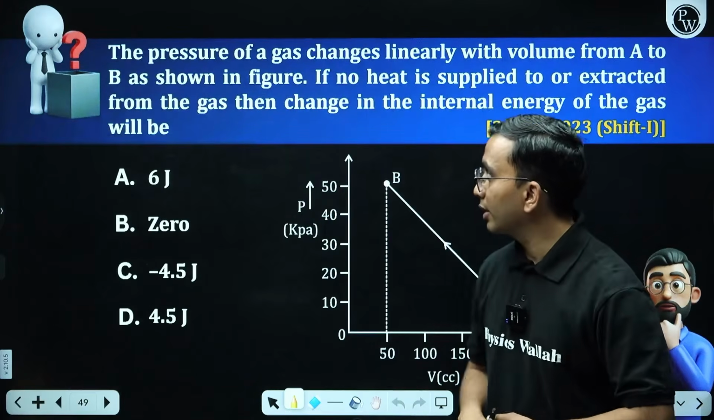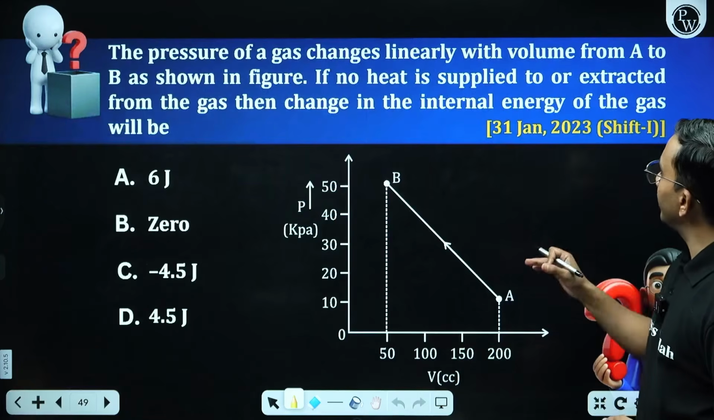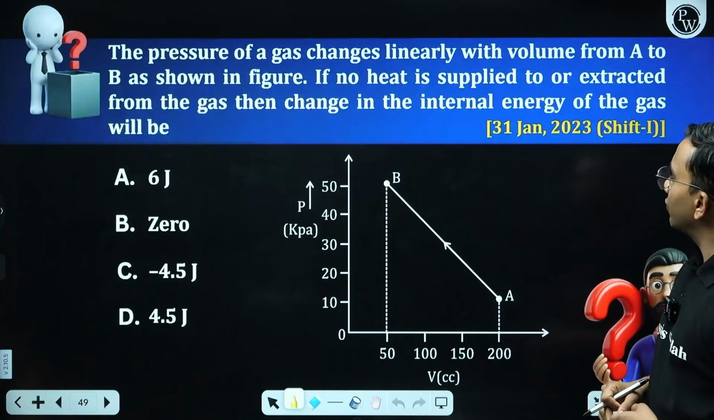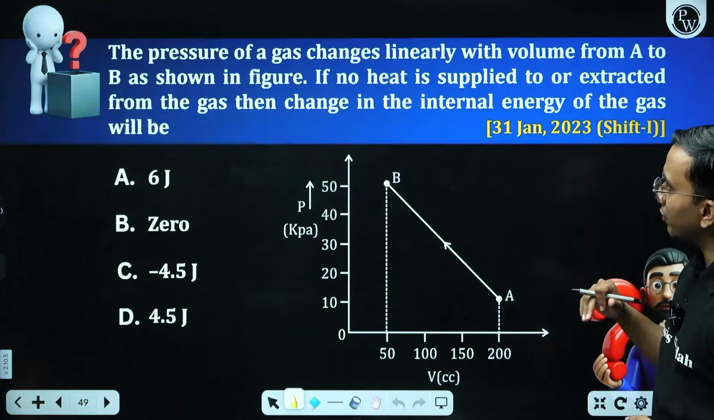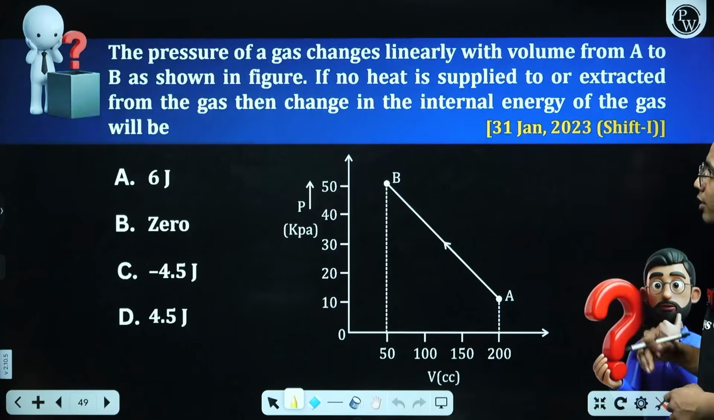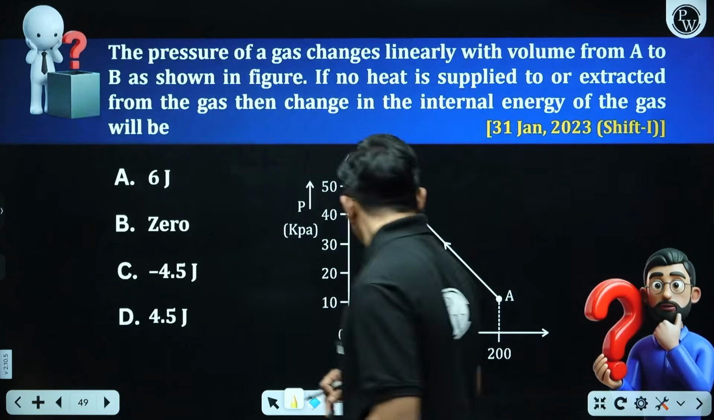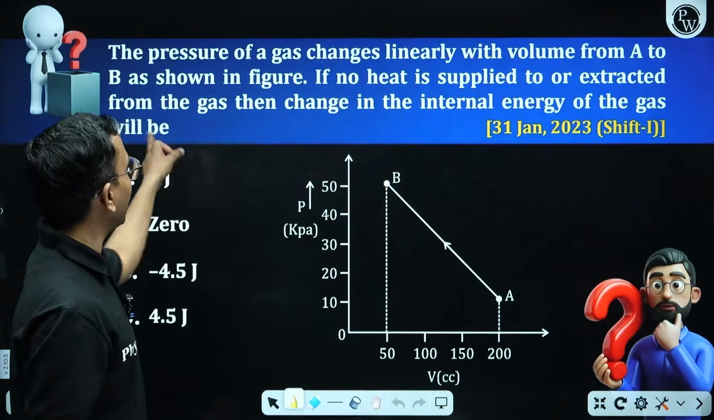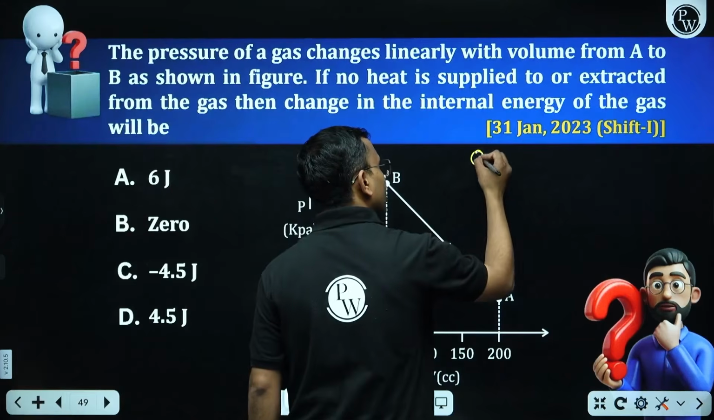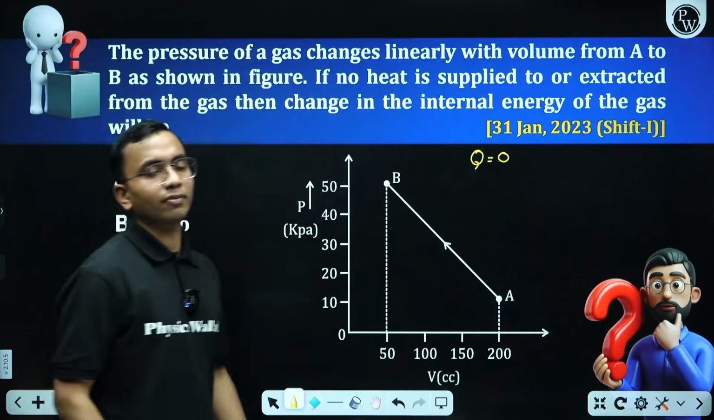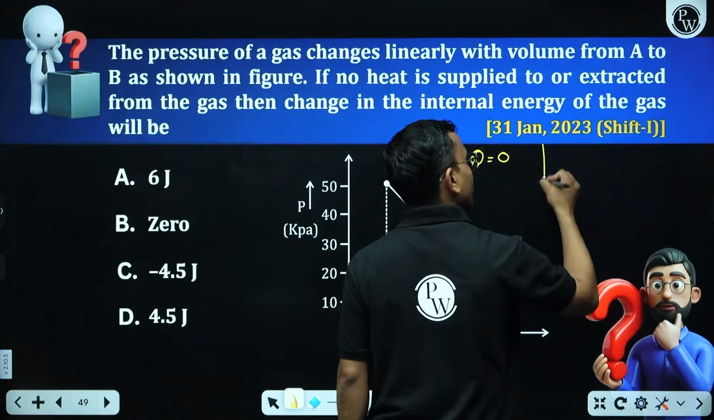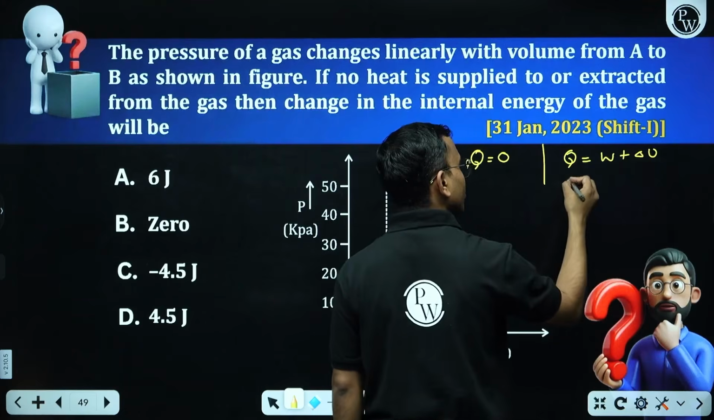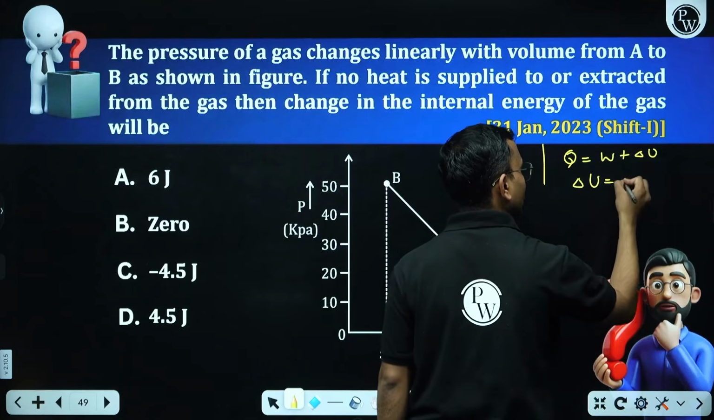Moving ahead. The pressure of a gas changes linearly with volume from A to B as shown in the figure. If no heat is supplied or extracted from the gas, then the change in internal energy of the gas will be... No heat is supplied or extracted means Q is equal to 0. Q is equal to W plus ΔU. If Q is equal to 0, my ΔU is equal to minus of the work done.